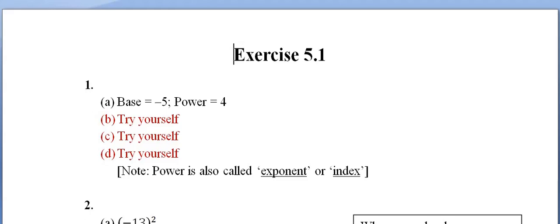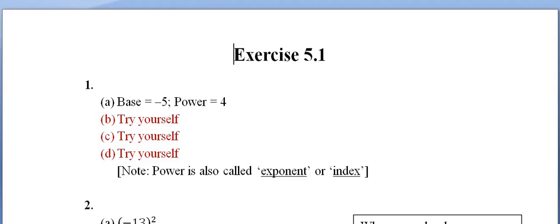Find the base and the power of each of the following. In the previous video, I have already mentioned that power is a number which denotes the repetition of the base number. Here in question 1a, we can see that minus 5 to the power 4 is your question. So minus 5 is the base number and 4 is the power.